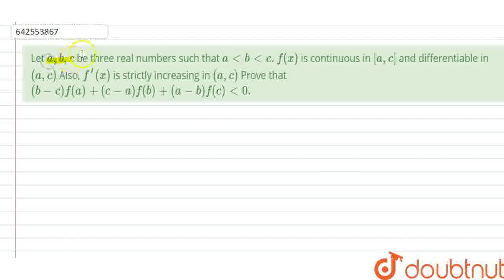Hello everyone, question says that let a, b, c be three real numbers such that a is less than b is less than c, f of x is continuous in the closed interval a comma c and differentiable in the open interval a comma c. Also it is given that f dash x is strictly increasing in the open interval a comma c. Then we have to prove this.